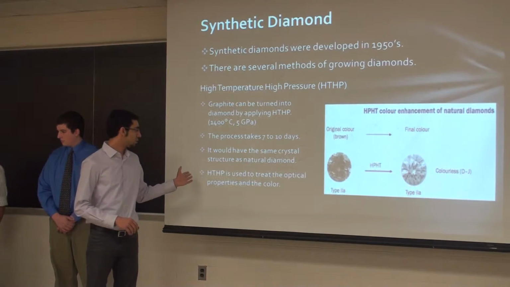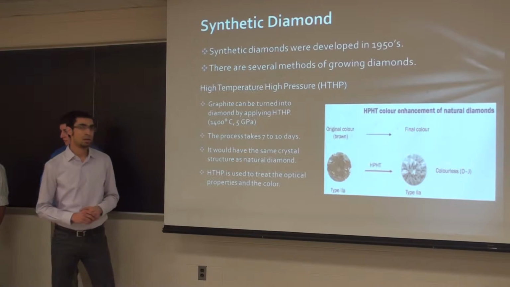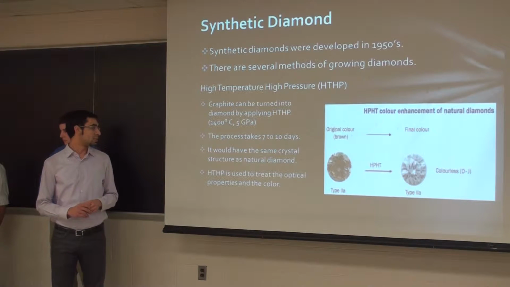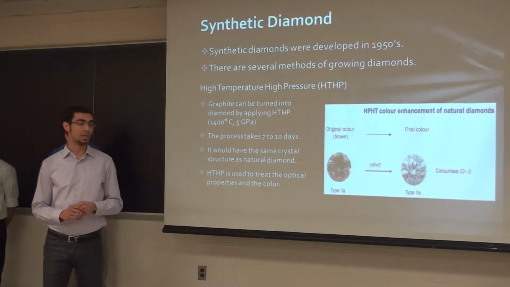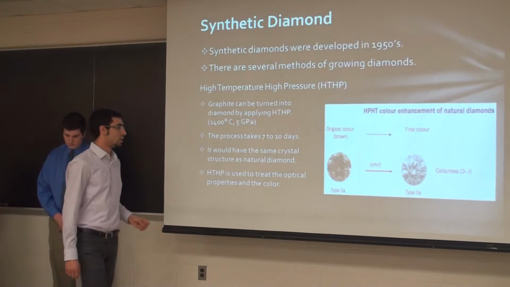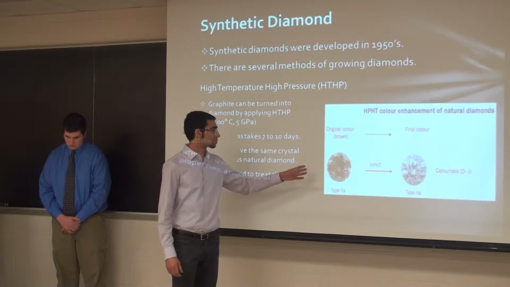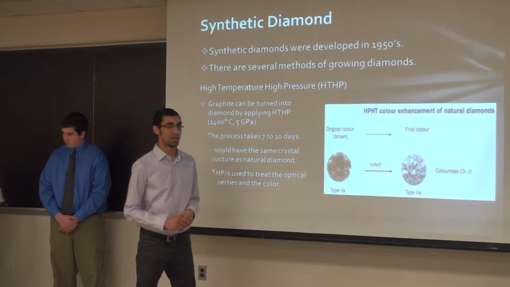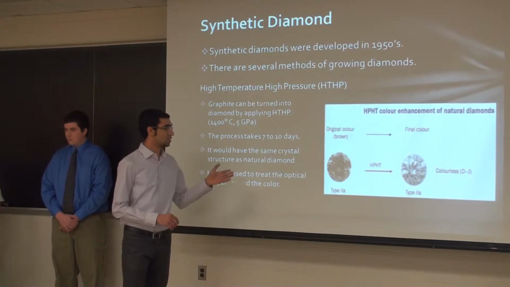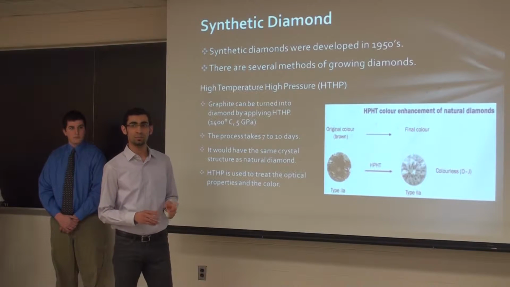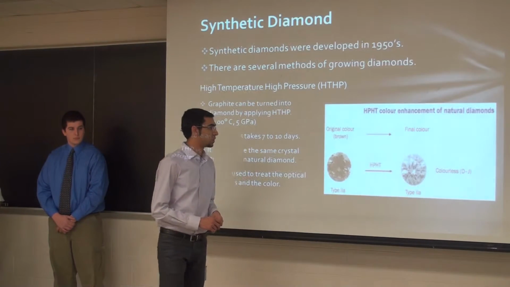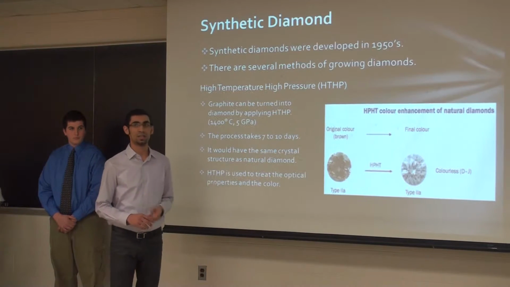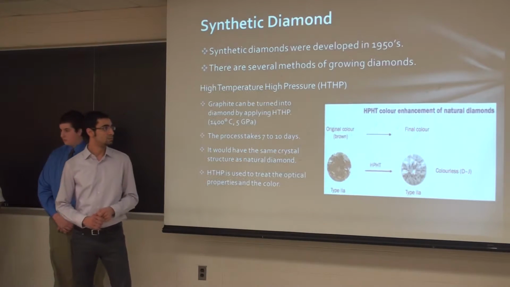Another use of HPHT is for diamond treatment. It is used to treat the optical properties of the diamond and also to enhance the color. As you can see here, this is a picture of a natural diamond whose original color is brown because of the impurities and the defects in the diamond. By applying HPHT, we can turn that into a colorless and more pure diamond.